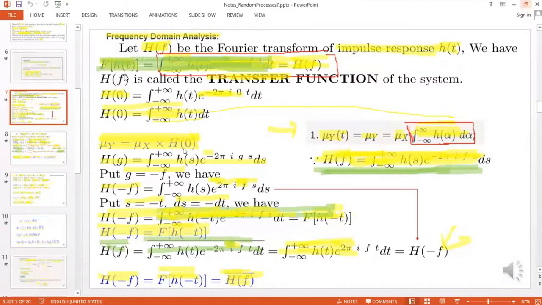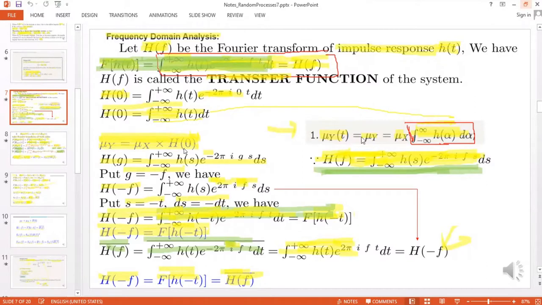So in particular, if f is 0, then we have substituted 0 here, and we will see that the exponent is 0, because if f is 0, this whole thing is 0. So you can calculate H(0) by directly integrating your impulse response within the time domain, t going from minus infinity to plus infinity. So H(0) you can directly calculate here.